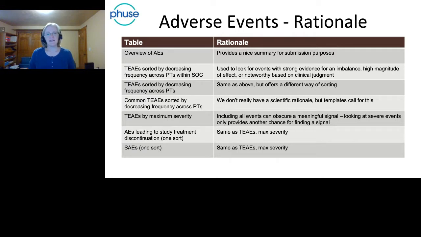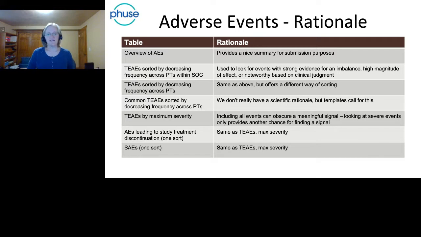Now your TEAE table, it is meant to help you with ADR determination, right? This does give you at least some of those factors we talked about. It does give you how strong your evidence is for an imbalance with placebo and your magnitude of effect.